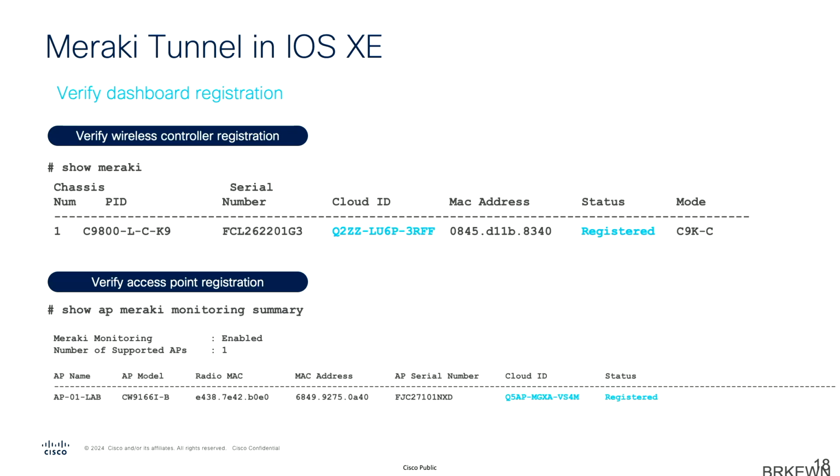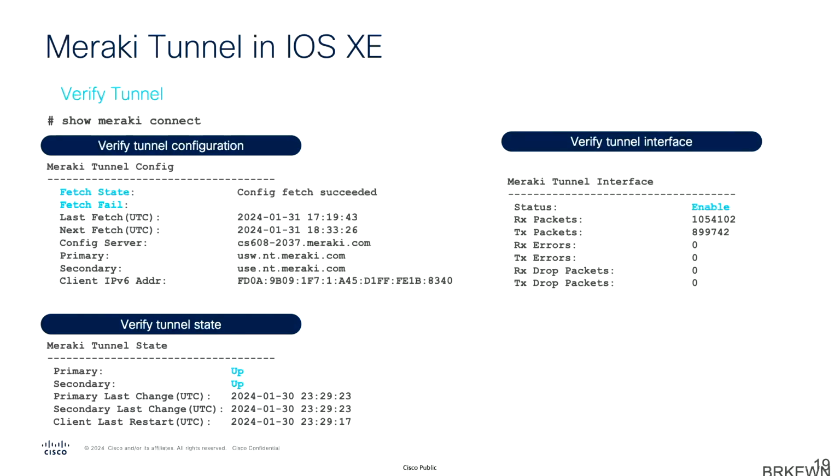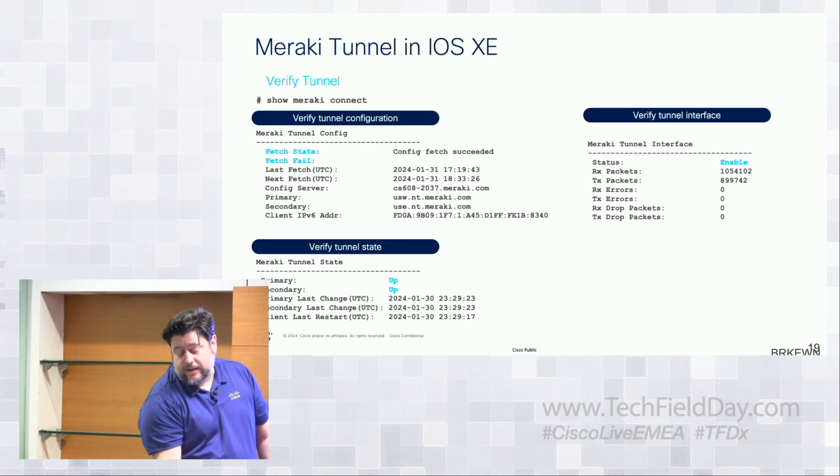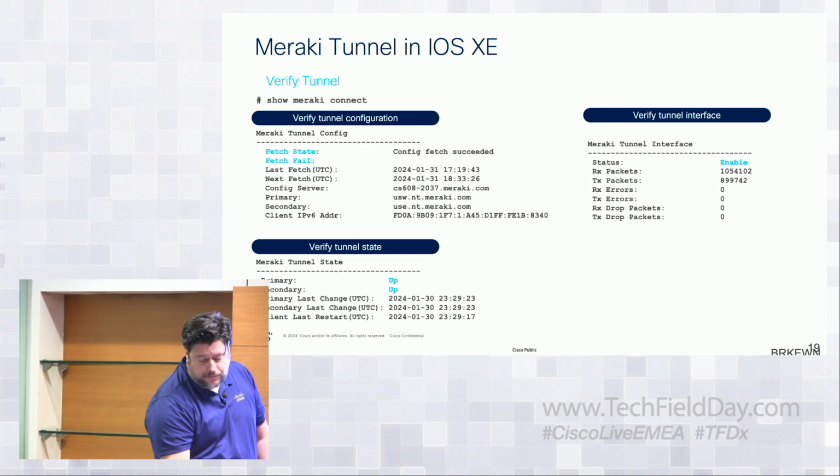You can also get a list of all your APs with the show AP Meraki monitoring summary command. It's also all there in the web UI. You can get some tunnel stats as well, see if the config fetch works successfully or not, see if your tunnel interfaces are up, and you get some packet counters too, to let you know if there are any errors or dropped packets going through the tunnel.